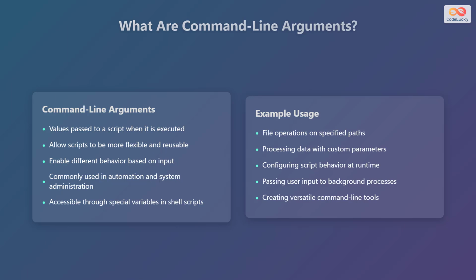For example, command line arguments can be used for file operations on specified paths, processing data with custom parameters, configuring script behavior at runtime, passing user input to background processes, and creating versatile command line tools.